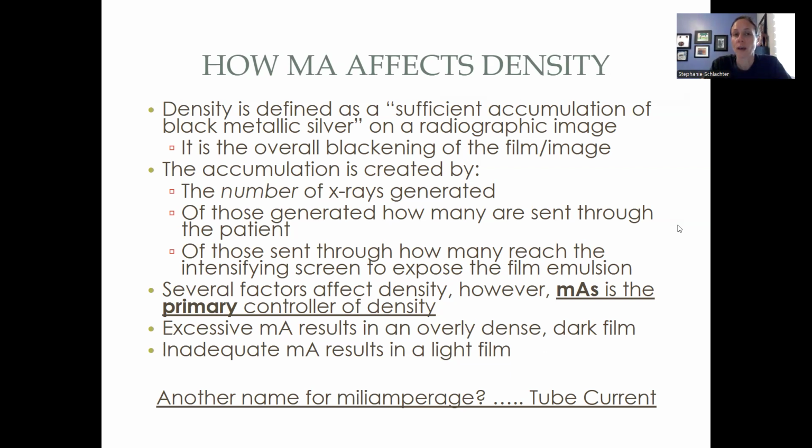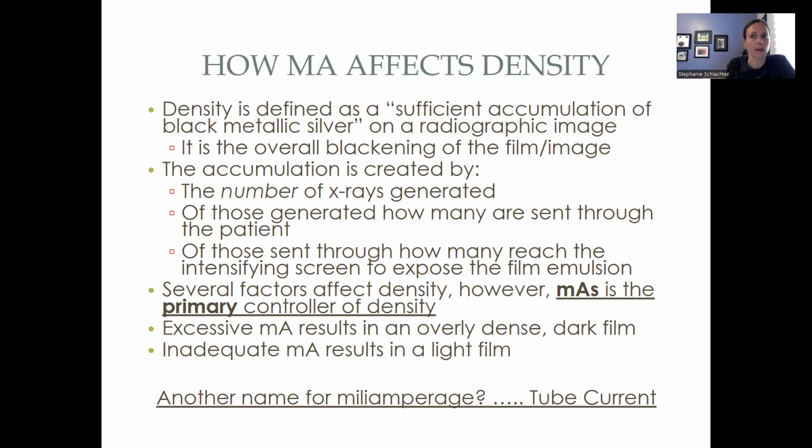So how do we get more of that black metallic silver? We have more x-rays generated, okay? So again, up in our tube head, we're producing more x-rays, right? We know MA is that quantity portion of our x-ray, okay? So more of those electrons are being shot across. And then those x-rays have to make it through our patient too, right? So they have to make it through our patient and onto our intensifying screens or our recorder for our digital images, okay? But like I said, there's other things that can potentially affect density as well.